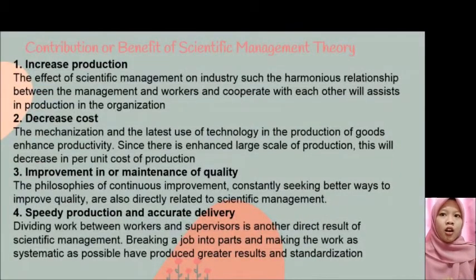The contributions or benefits of scientific management theory. First is increased production. The effect of scientific management on the industry, such as the harmonious relationship between the management and workers and their cooperation with each other, will assist in production in the organization.